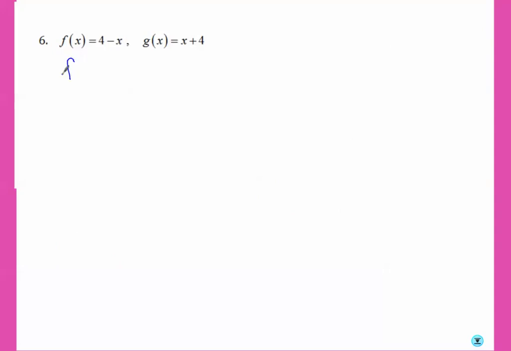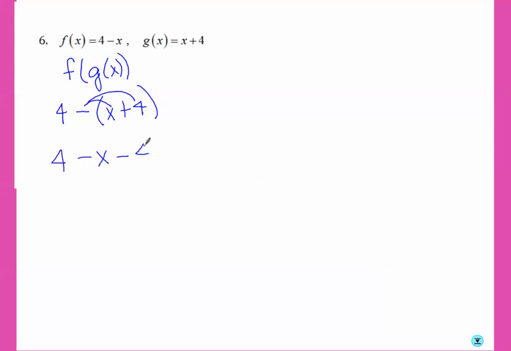So we're going to start out with f of g of x. And if you really wanted, you could start with g of f. It doesn't matter the order that you do them in. So we're going to have 4 minus x plus 4. We've got to distribute the negative, so we'll have 4 minus x minus 4. Combine our like terms, and we're left with negative x. This is not just x, so we know that they are not inverses.